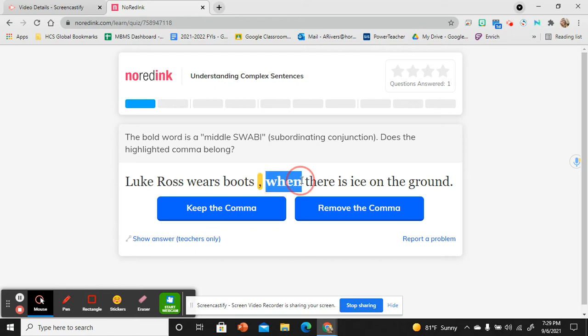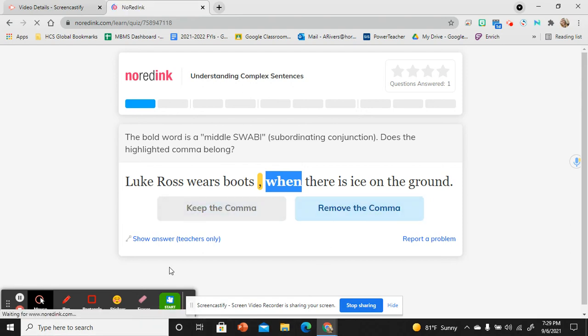When we add in this SWABI, we're changing the context of the sentence, but because it comes in the middle, we're not changing the sentence by much. Luke Ross wears boots when there is ice on the ground. The SWABI's in the middle. We don't need the comma because it's in the middle. So we're going to remove the comma.